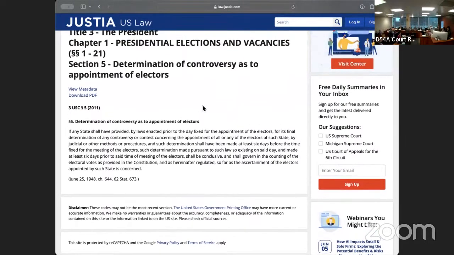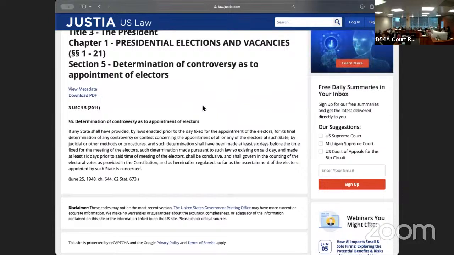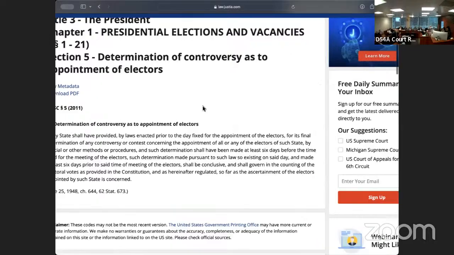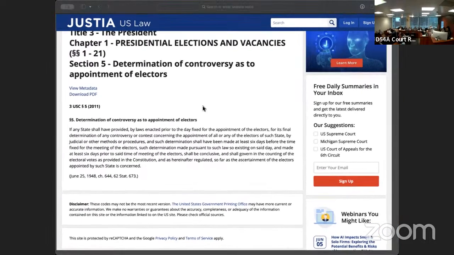Okay, what I have in front of everyone right now is 3 USC Section 5. This is the particular statute that was in play during the 2020 election. Sir, again, if you need to maybe come up, if you're going to read, I understand. I can maybe try to zoom in a bit, but I do have questions I want to ask you about this, okay?